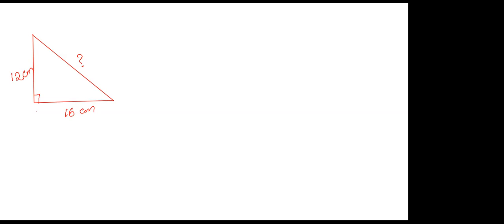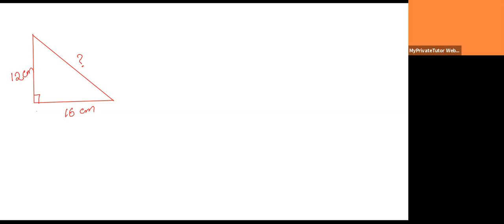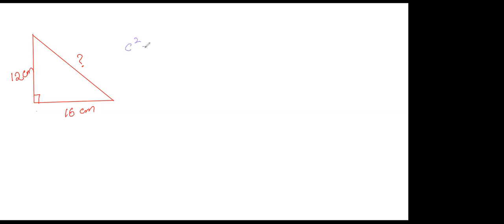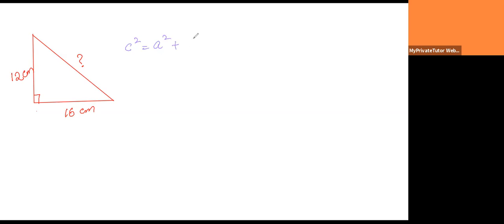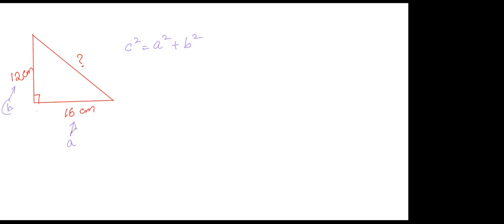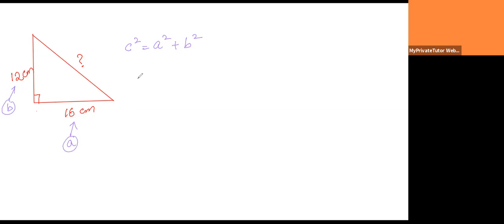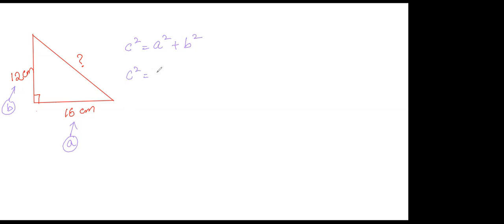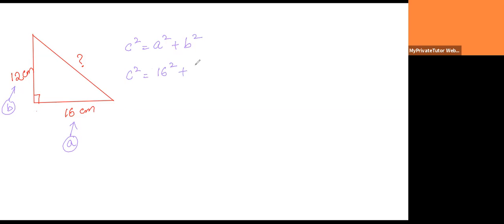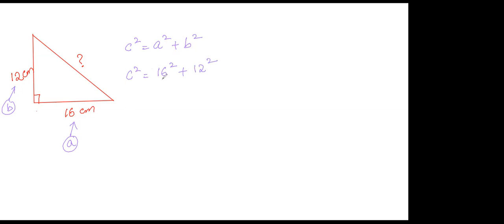Iris, please try for me. Yes, sir, I will try. Okay. So Iris, please tell me the formula so that I will write it here. C square equals A square plus B square. Okay. Iris, do you agree with that? Yes. So what is the A value here, Iris? 16 centimeters squared. Yeah. And what is the B value? 12 centimeters squared. Very good.